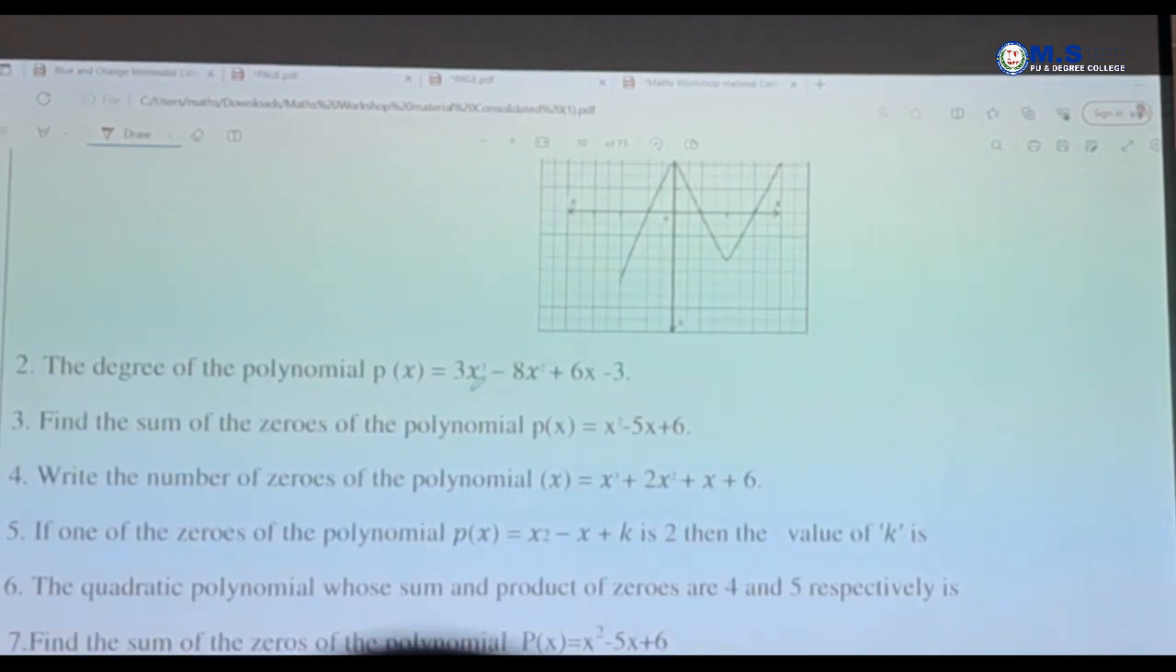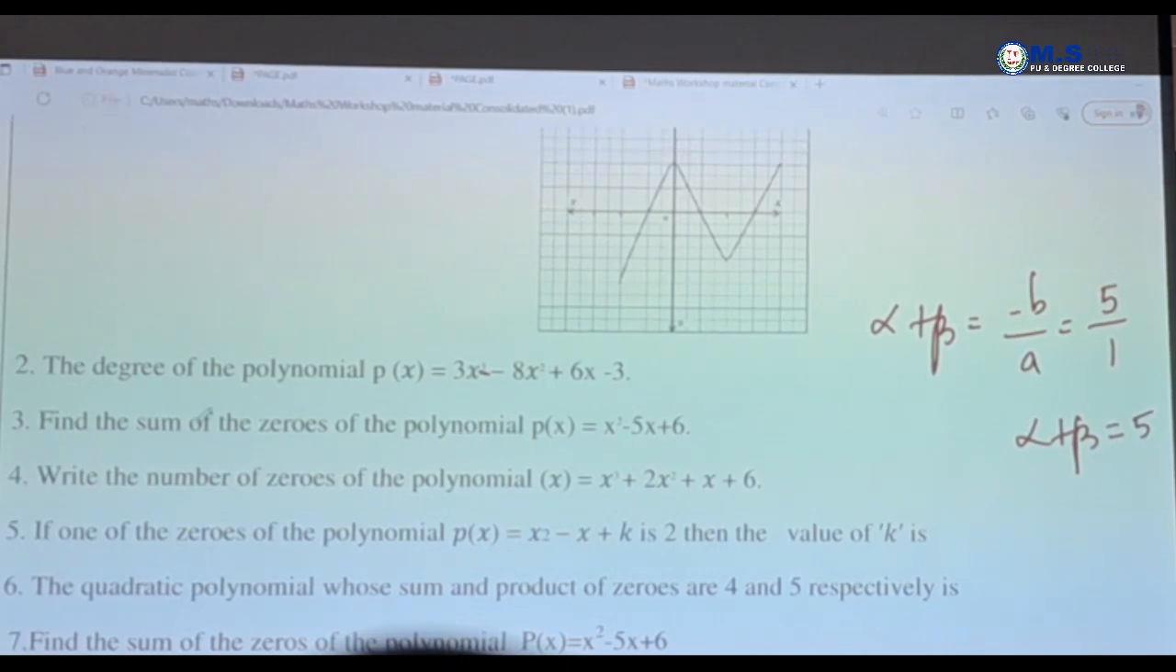Find the degree of the polynomial. Highest power is the answer. Find the sum of zeros. What is the sum of zeros? Alpha plus beta equals minus b by a. That is, what is the b value? Minus 5. Minus of minus 5 is plus 5 divided by a, which is 1. So alpha plus beta equals 5. Product of zeros? It is c by a. That is 6 by 1, which is 6. Alpha into beta is 6.